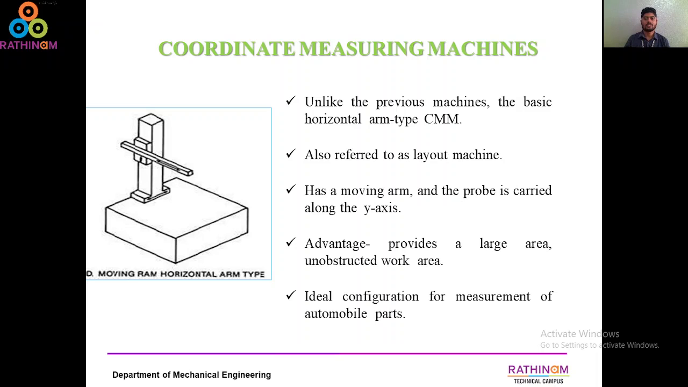Unlike the previous machines, the basic horizontal type of CMM, called the horizontal arm type CMM, is also referred to as a layout machine. It has a moving arm, and the probe is carried along the y axis. Advantage: it provides a large, unobstructed work area, an ideal configuration for measuring automobile parts. So it is used widely in the area of measuring automobile parts.